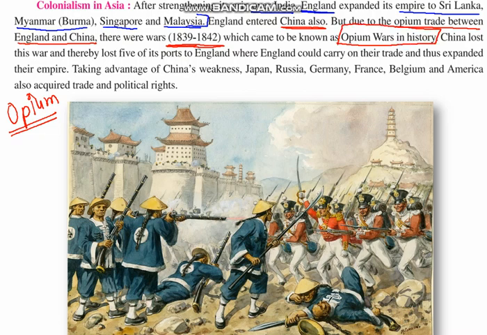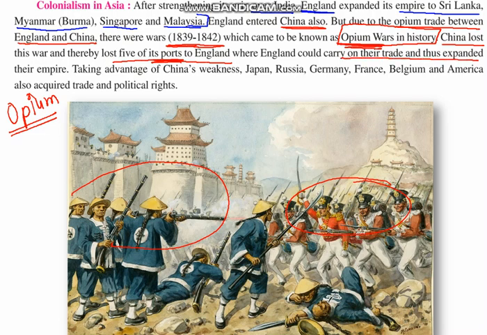You can see this photograph here. The Chinese army and the British army are fighting against each other. Why are they fighting? They are fighting so that they can capture areas which are rich in opium and better for trade. China lost these wars and thereby lost 5 ports to England. After the defeat, 5 ports of China were taken by England, where England could carry on trade and thus expand their empire.